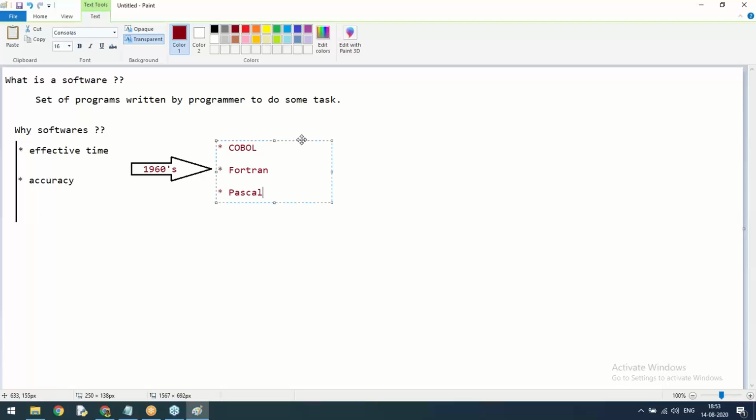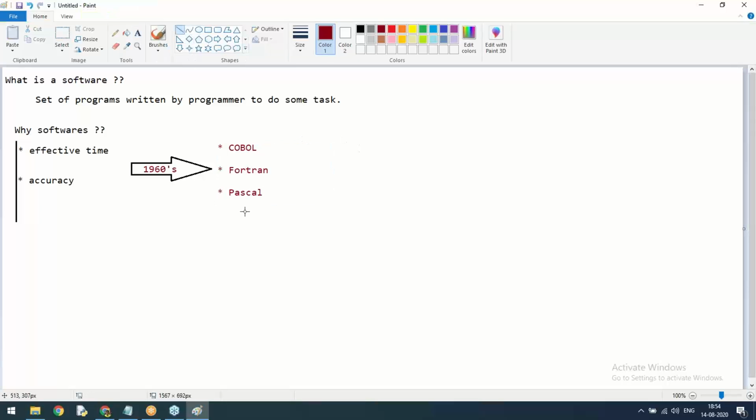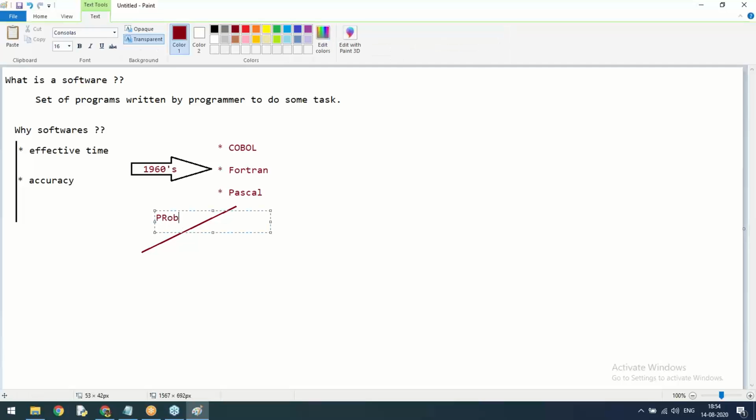But, sir, why did these programming languages disappear from the market? There should be some problem, right? There should be some drawbacks of these programming languages, right? That is the reason nowadays nobody uses them. So, correct? Why, sir? What is the problem? Let me discuss some of the drawbacks, some of the problems.